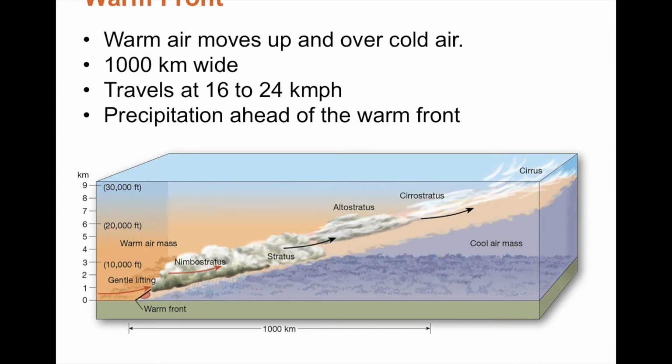A warm front is when the warm air is moving and it actually slides up and over the cold air. It can be 1,000 kilometers wide and travels a little slower, at 16 to 24 miles per hour. The precipitation ahead of the warm front is caused by the warm air rising up and over the cool air mass.